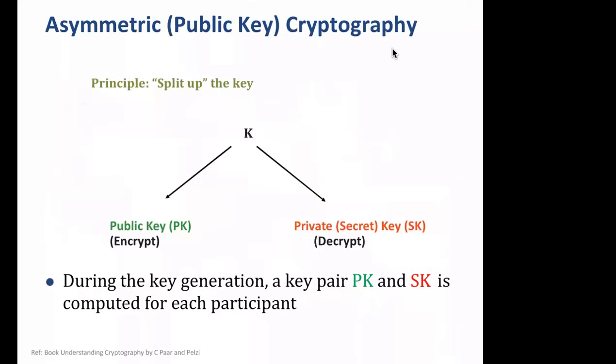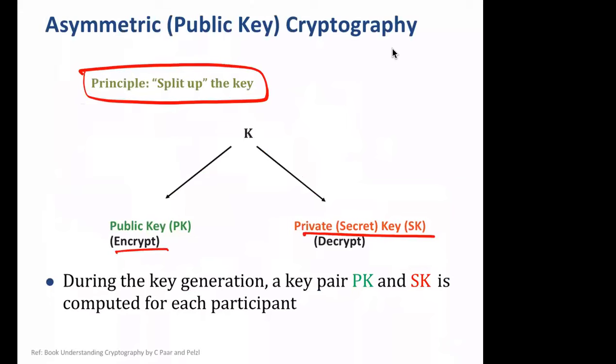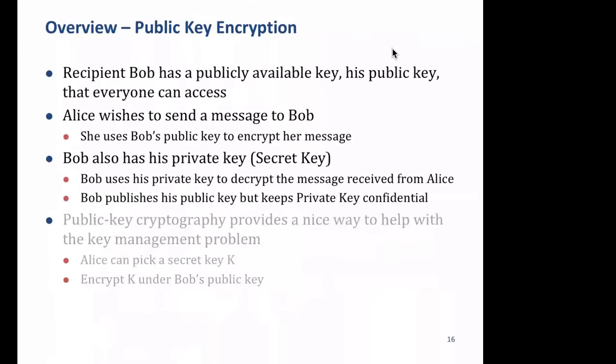So to repeat, every participant has to split a key. Instead of having one symmetric key, each person has two keys, a public key and a private key. The public key is used for encryption and the private key is used for decryption. The first step is usually the key generation process. In the key generation process, each participant generates two keys, a public key and a private key, that we have already studied.